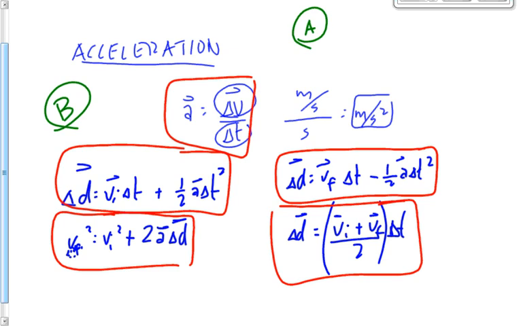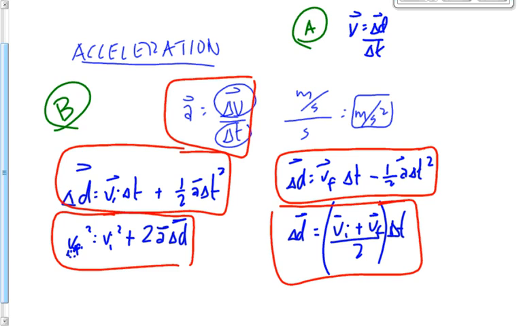This is the easy one, right? Quinn, what's the equation that we use when it's not accelerating, when it's going at a constant velocity? Somebody help him out there. Good. V is equal to delta D over delta T.